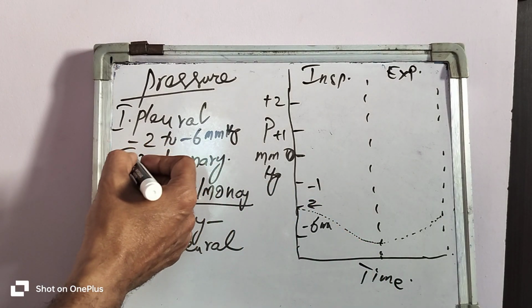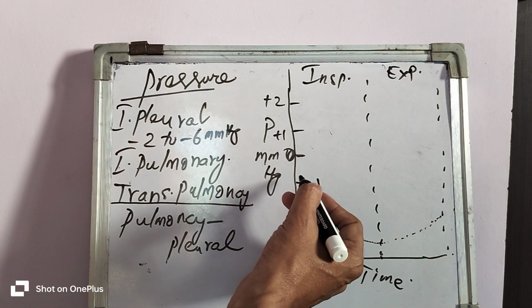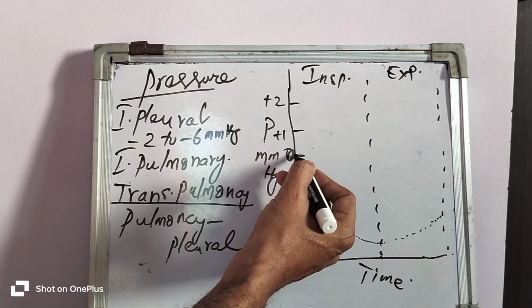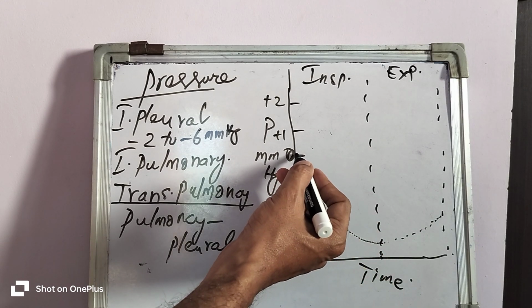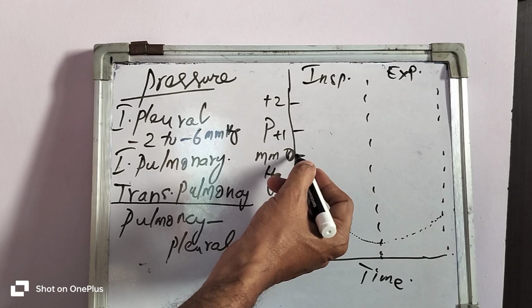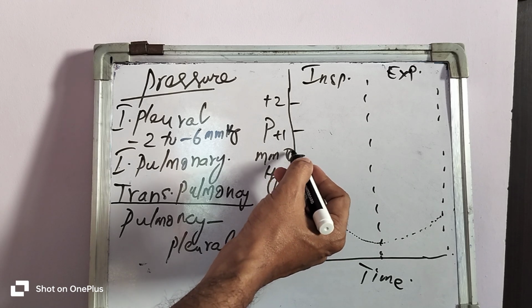Next is the intrapulmonary pressure. At the resting state, that is before the beginning of inspiration, it is equal to atmospheric pressure, that is 760 millimeter of mercury. In the graph we make it 0.